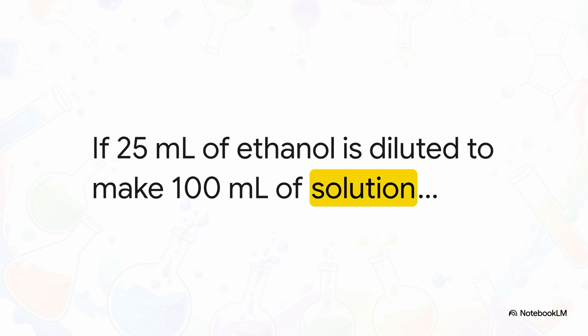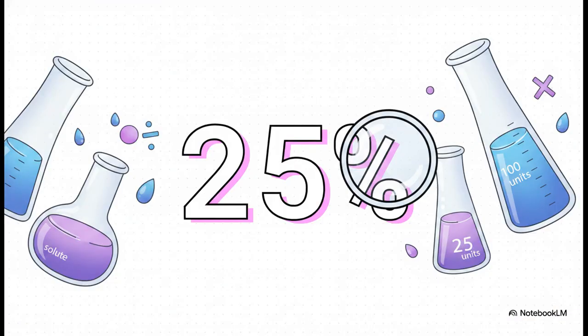You measure out exactly 25 milliliters of pure ethanol, right? That's your solute. Then you add water to it, diluting it, until the total volume of the liquid reaches exactly 100 milliliters. Following our core mechanism, we take our solute volume, which is 25, and divide it by our total solution volume, which is 100. 25 divided by 100 is 0.25. Multiply that by 100 and boom! There it is, a 25% V/V concentration.